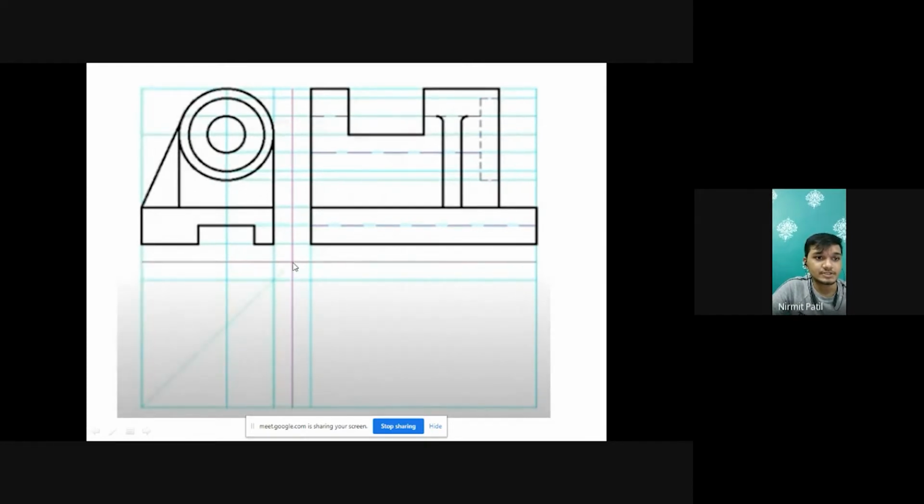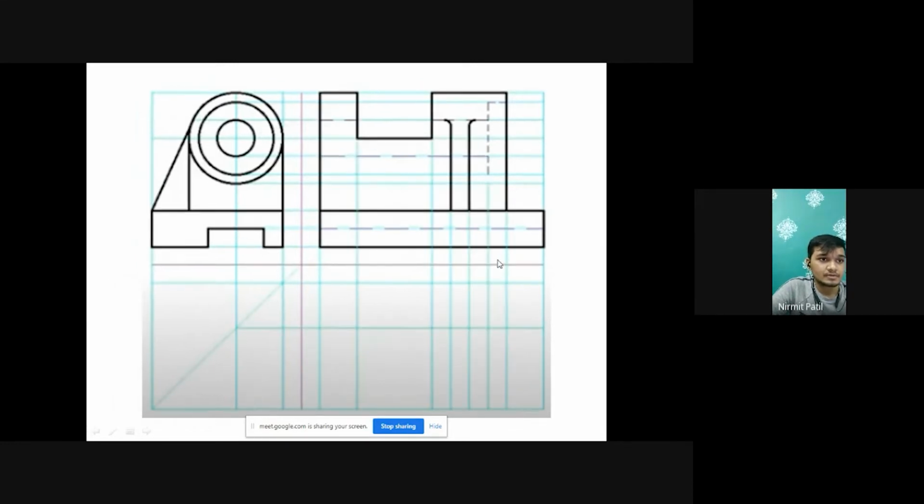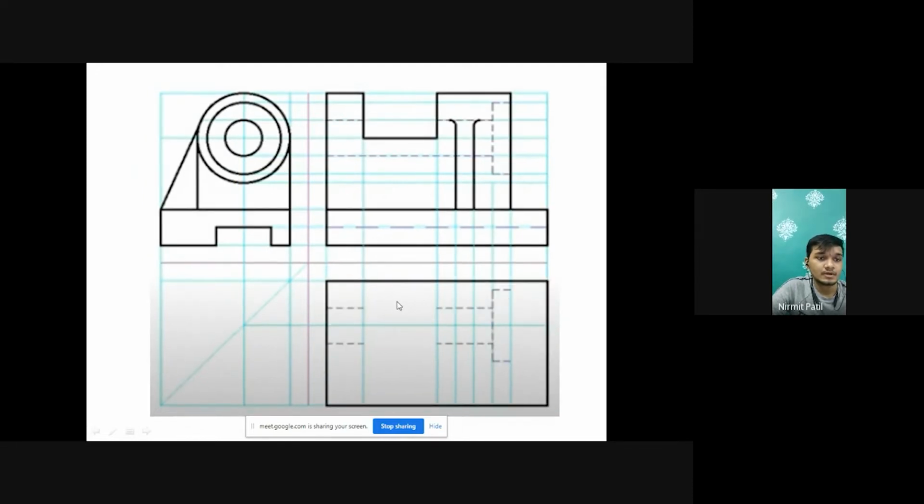Now, from the origin, draw a line which is at 45 degrees to the x and y axis. Now, with this line, we can take projections from our front view. We have to take projection lines from the side view as well. And with the help of these projection lines, we will construct another rectangular shape which is of length 160 mm and height 70 mm.